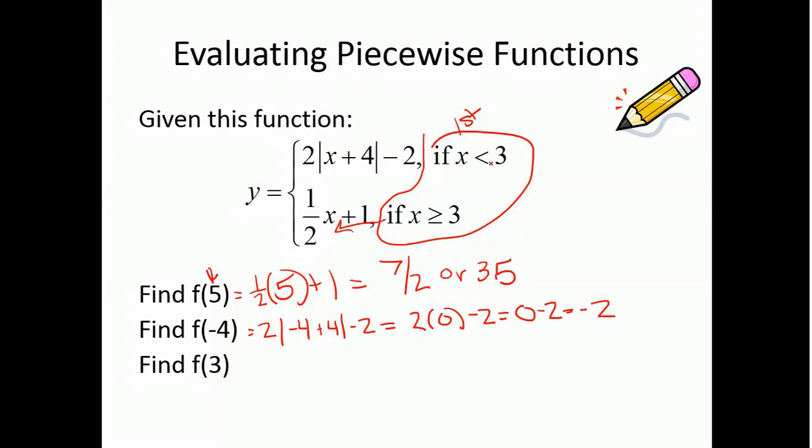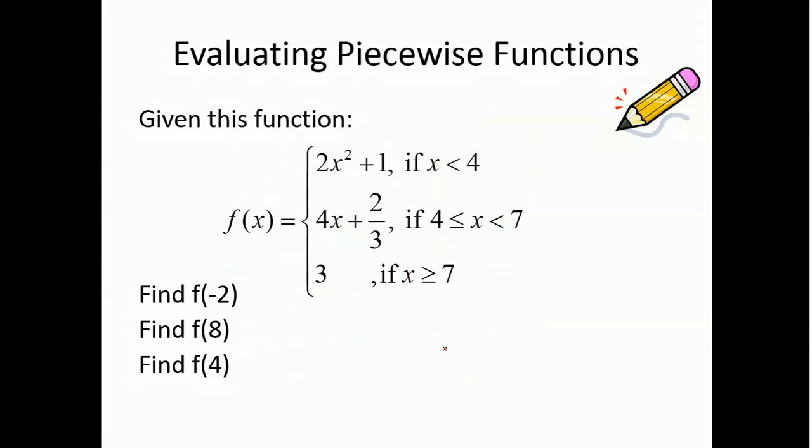What about f of 3? Well, this one might confuse you a little bit. We've got to look for this equal sign there. So it looks like we're going to plug the 3 into this function. So 1/2 times 3 plus 1. That would be 1.5 plus 1, or 2.5. Not too bad, right? Let's try it again.